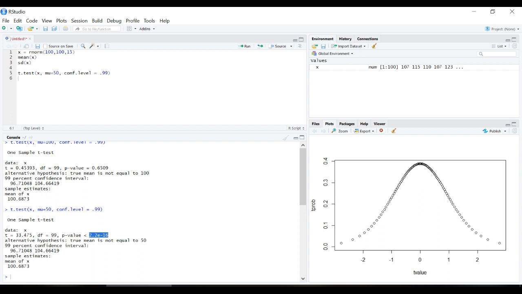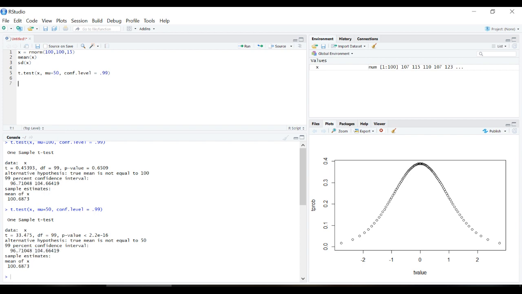Now, there are times when you would like to have the 99% confidence interval or the 95% confidence interval, and having it in the output of the t-test is not exactly very helpful. So you can actually look at this a different way.